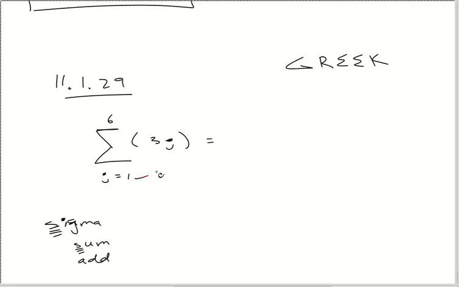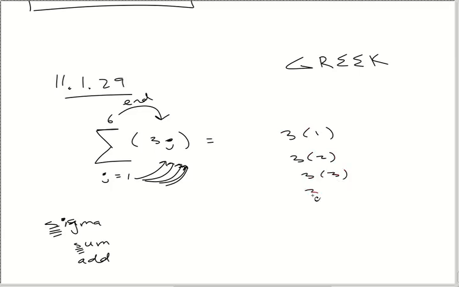What are we supposed to do with this thing? Basically, I'm going to plug in the 1, I'm going to plug in a 2, I'm going to plug in a 3, a 4, a 5, and finally the 6 is where I end. I add them all up. So it's a sigma. You add, and then you're done. So 3 times 1, 3 times 2, 3 times 3, 3 times 4, 3 times 5, 3 times 6.